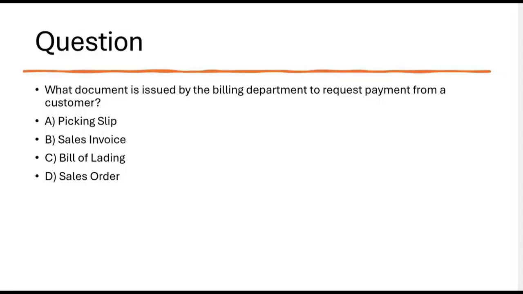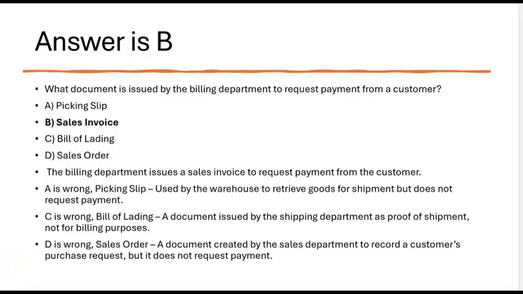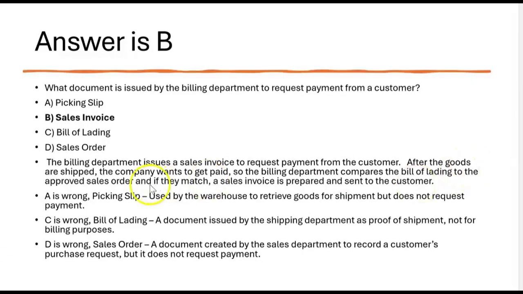All right, what document is issued by the billing department to request payment from a customer? Is that A, a picking slip, B, a sales invoice, C, the bill of lading, or D, the sales order? And that's letter B, the sales invoice. The billing department issues a sales invoice to request payment from the customer. So after the goods are shipped, the company wants to get paid. So the billing department compares the bill of lading to the approved sales order, and if they match, a sales invoice is prepared and sent to the customer.